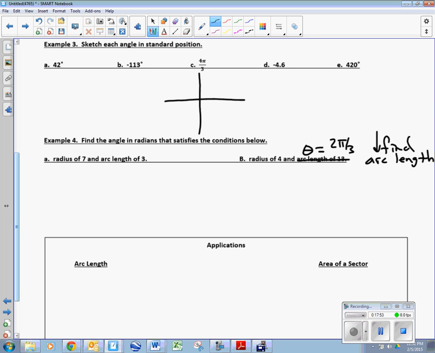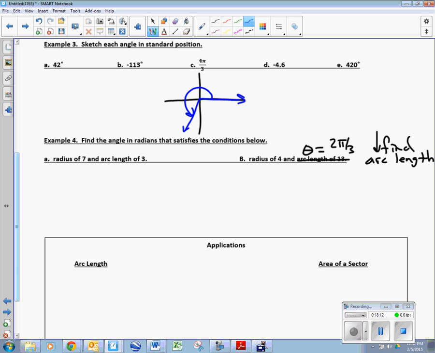We did some examples like yesterday. 4 pi over 3, how many degrees is that? 240. So sometimes you convert it so you can then draw it. Easy peasy. What do you think?